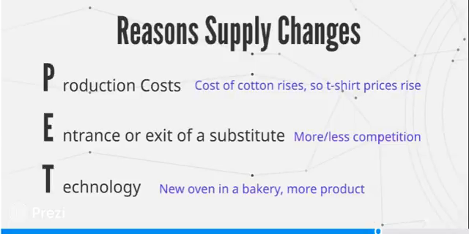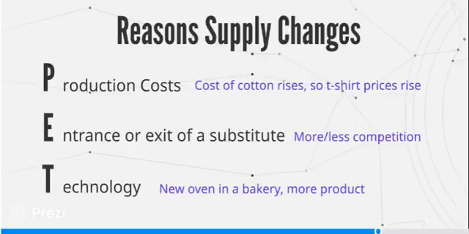The E in PET is for entrance or exit of a substitute. So you either have more or less competition. Like our Tony's Pizza supply from our last lesson, let's say there's a new pasta restaurant opening across town. Since people are going to the pasta restaurant instead of Tony's Pizza, demand is going to decrease. You are not going to keep cranking out the same amount of pizzas every day and just let them go to waste. So if demand decreases, then supply decreases also. So, cause and effect.